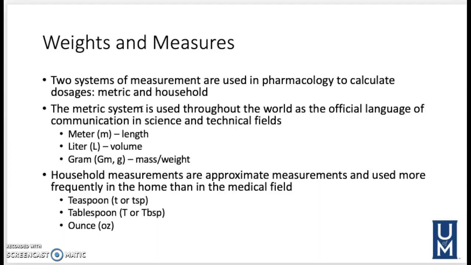Household measurements are approximate measurements and used more frequently in the home than in the medical field. It's also important to know these in the clinical setting because this is what our patient may be using at home. So like Tylenol, especially in children, ibuprofen, Motrin, those kinds of things. They may be taking even NyQuil, those kinds of things, maybe taking them in teaspoons, tablespoons, or ounces. So it's important to be familiar with that system as well.